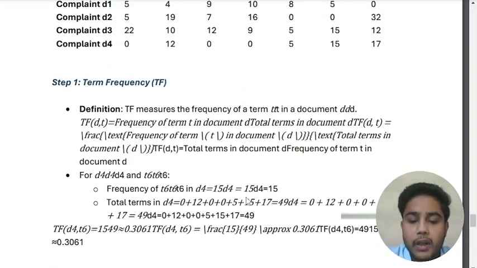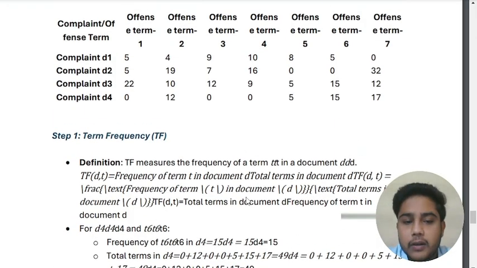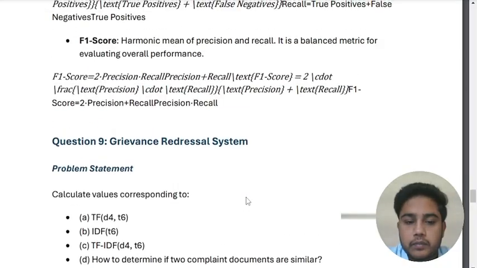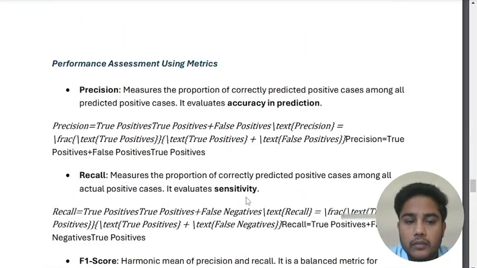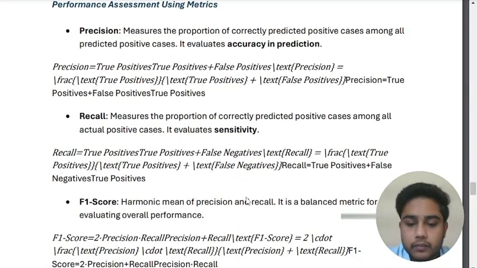Recall measures how many actual positives were successfully predicted. It's about sensitivity. F1 score balances precision and recall, making it ideal for evaluating performance when data is imbalanced.